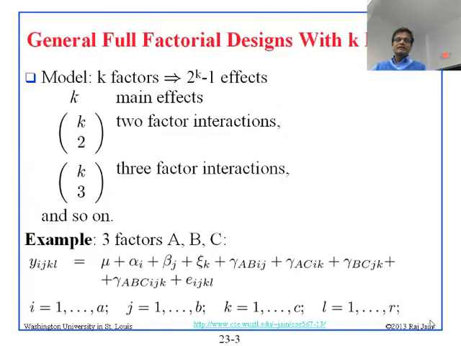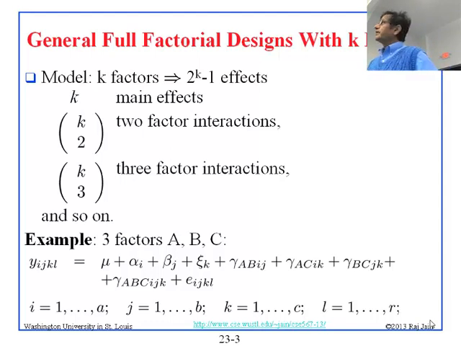We have k factors. You have 2 raised to k minus 1 effects. Out of them, k are the main effects, k choose 2 are 2 factor interactions, k choose 3 are 3 factor interactions, and so on.